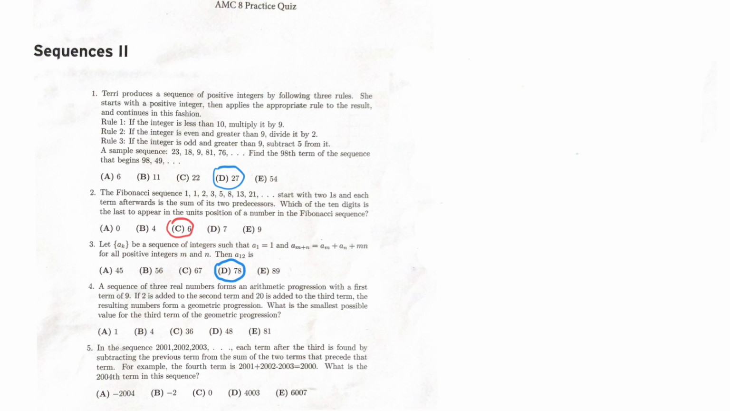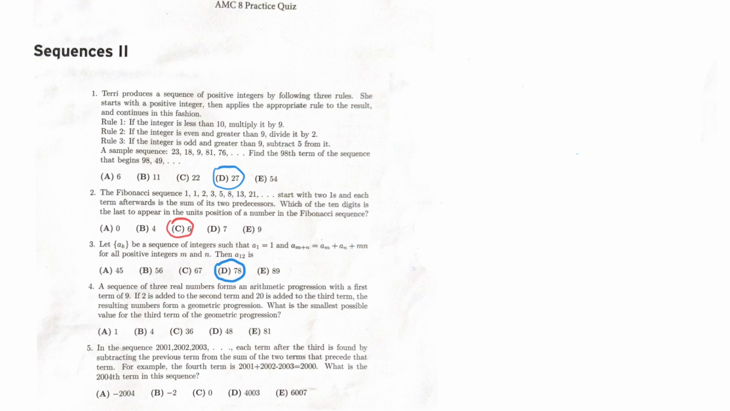Number 4, this is 2004 AMC 10A Problem 18. A sequence of 3 real numbers forms an arithmetic progression with a first term of 9. If 2 is added to the second term and 20 is added to the third term, the resulting numbers form a geometric progression. What is the smallest possible value for the third term of the geometric progression?